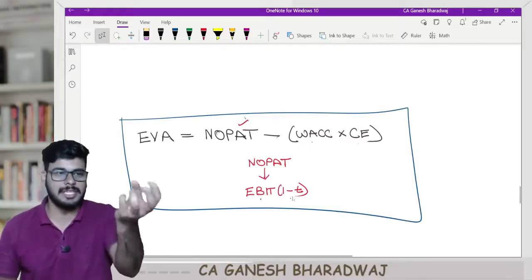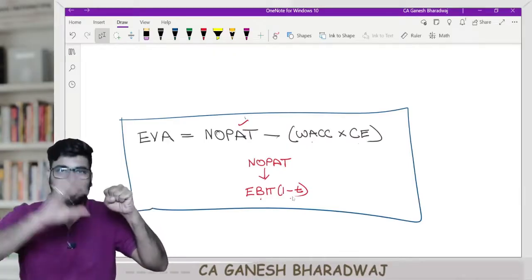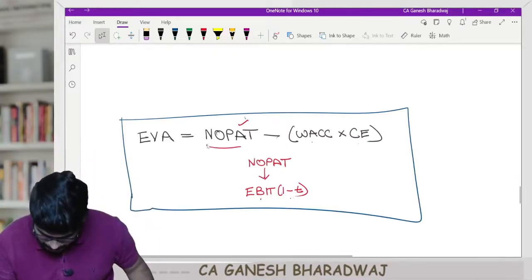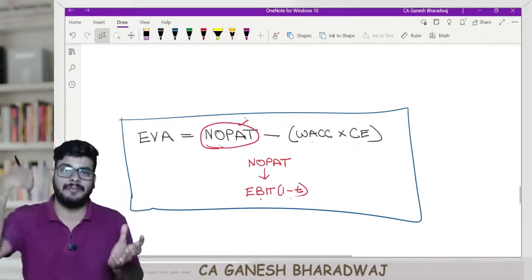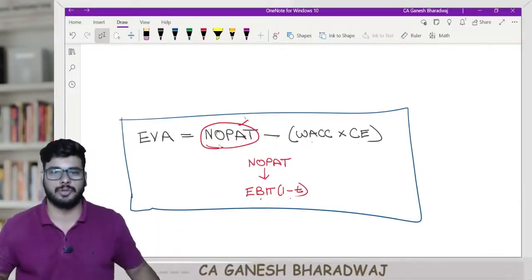Are you clear with this? This is the excess money that I have. To whom? To all the providers of finance. Are you clear with this? So technically speaking, this NOPAT is the net amount after paying the tax that I have, that is available to all the sources of finance.